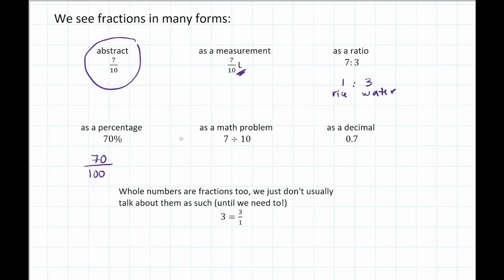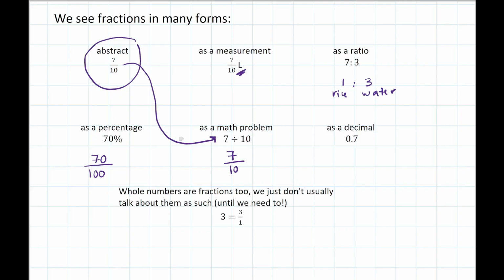And really, anytime you see a math problem that has division, that could be thought of as a fraction. The line in a fraction just means divide. So in the same way that 7 divided by 10 could be thought of as a fraction, the fraction 7/10 could be thought of as 7 divided by 10, either way.